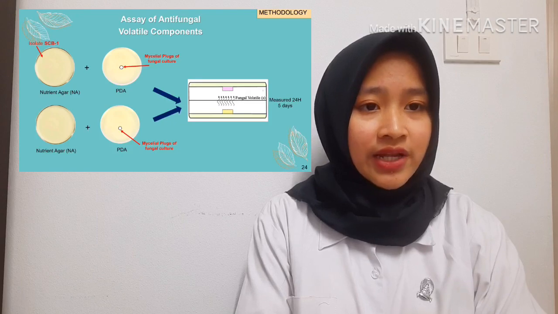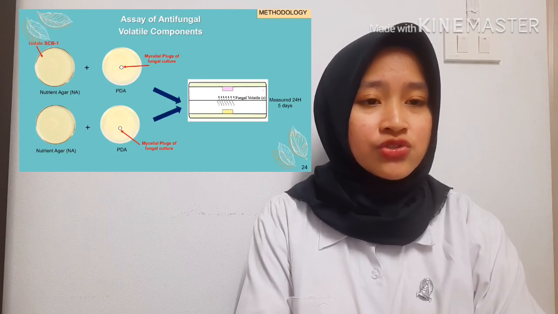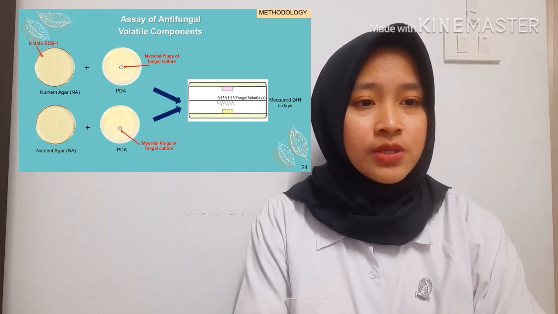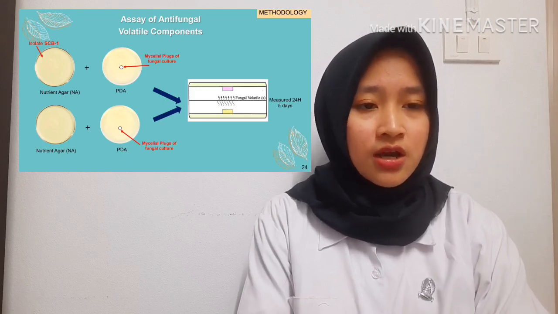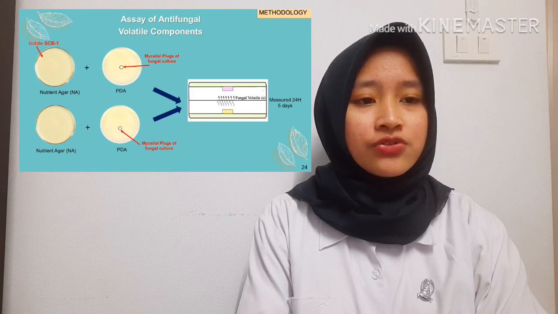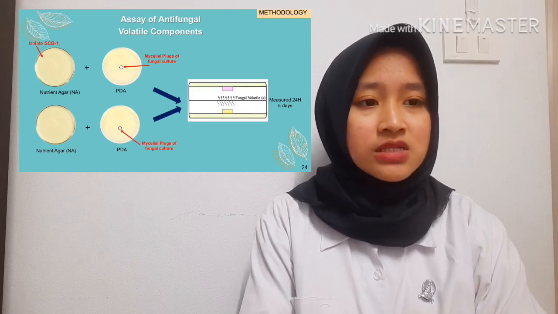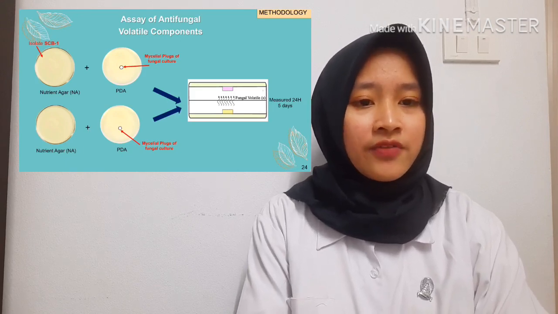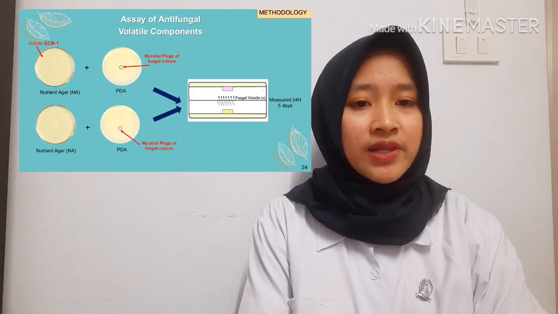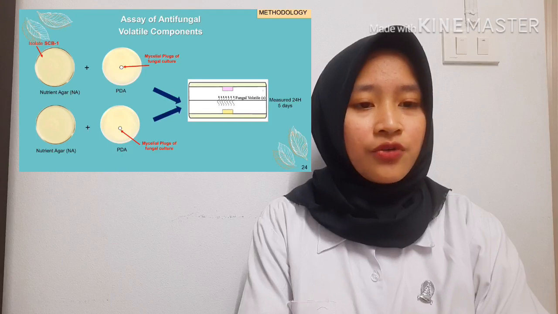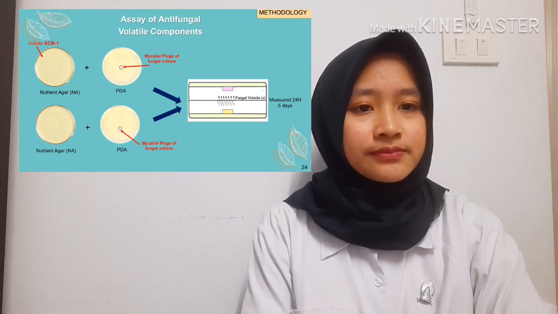They put bacterial isolate SCB-1 onto nutrient agar, and they put 5 mm mycelial plugs onto potato dextrose agar. They did the same thing for a control, but without bacterial isolate SCB-1 on the nutrient agar. After that, the PDA plates were inverted over the NA plates, and then they measured every 24 hours for 5 days.